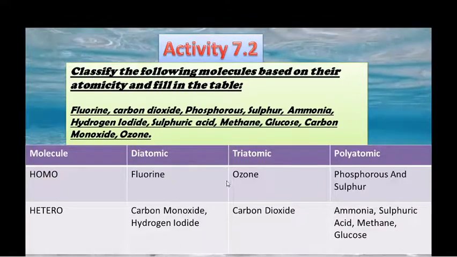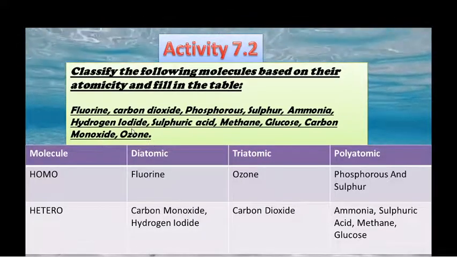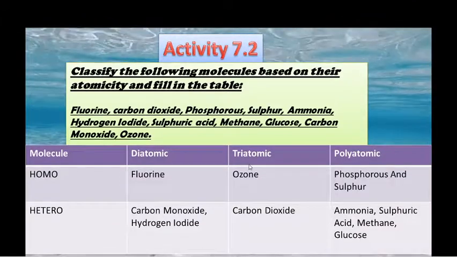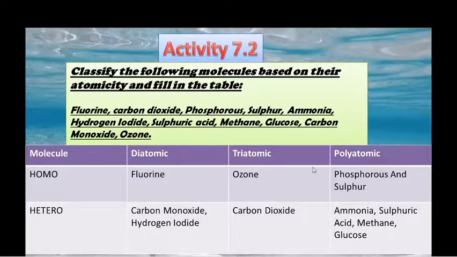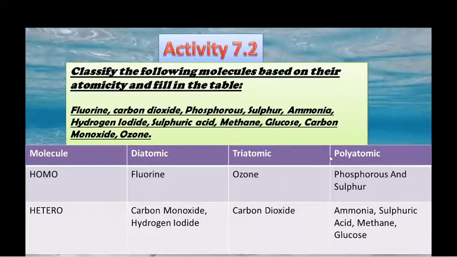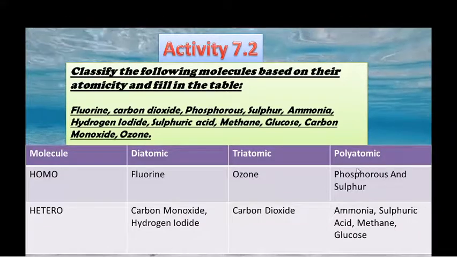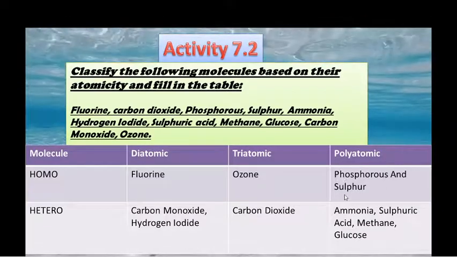Like the triatomic, ozone, O3. The formula of ozone is O3. So it has 3 atoms, so it comes under the triatomic. Okay. So next is polyatomic. Polyatomic: phosphorus and sulfur. What is the phosphorus atomicity? Phosphorus is 4 and sulfur is 8.